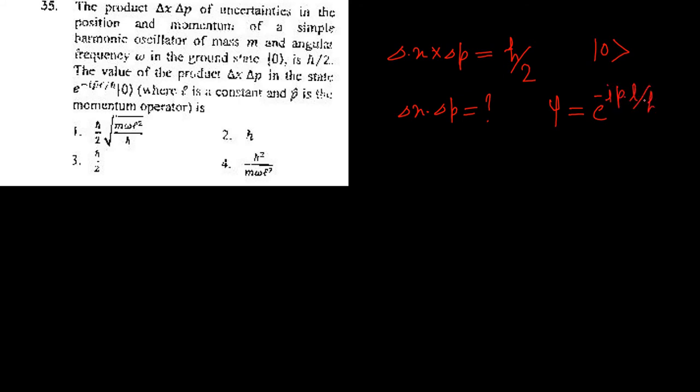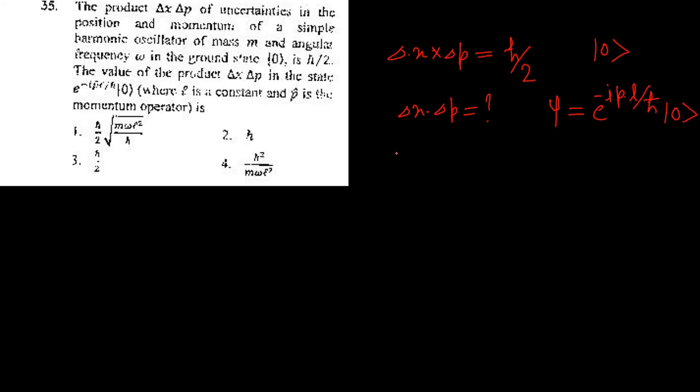In the next question, they have given the product of delta x into delta p, meaning the uncertainty in x and the uncertainty in p, is h cross by 2 for the ground state. Ground state is represented by this. They have asked to find delta x into delta p when the function psi is e to the power minus i p dot L upon h cross.